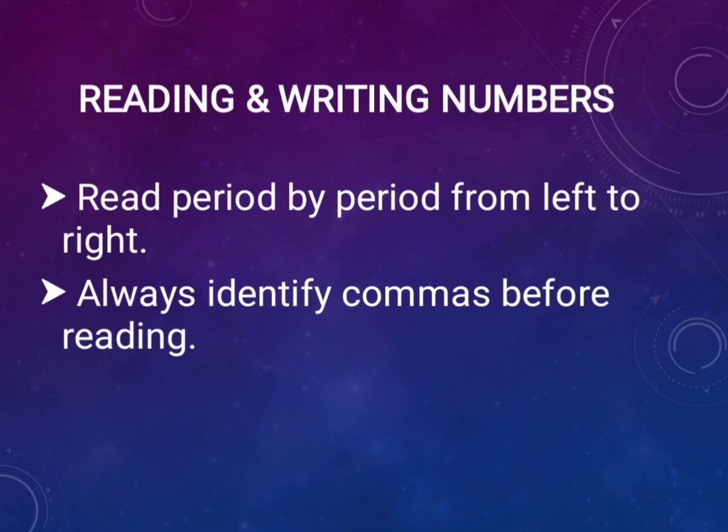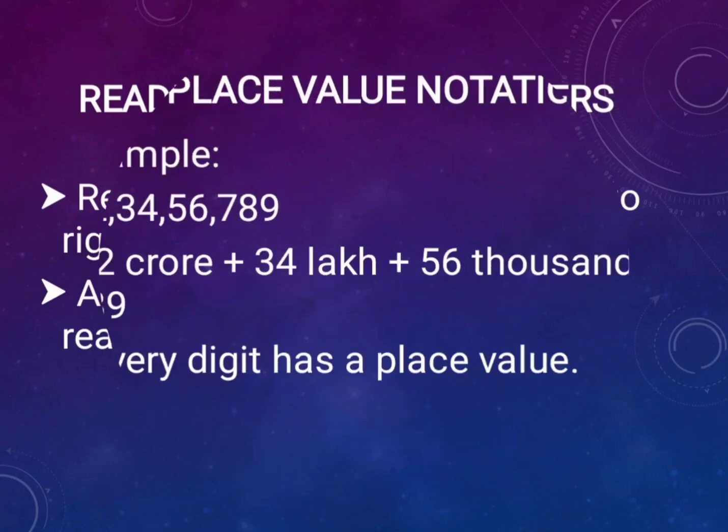So, reading and writing numbers. We read period by period from left to right and always identify commas before reading. Most importantly, commas are placed from the right: 3 places and then 2, 2, 2 if it is the Indian system, and 3, 3 each from the right if it is the international system.